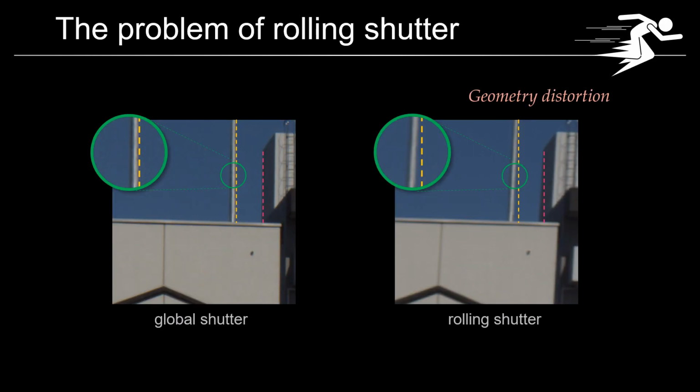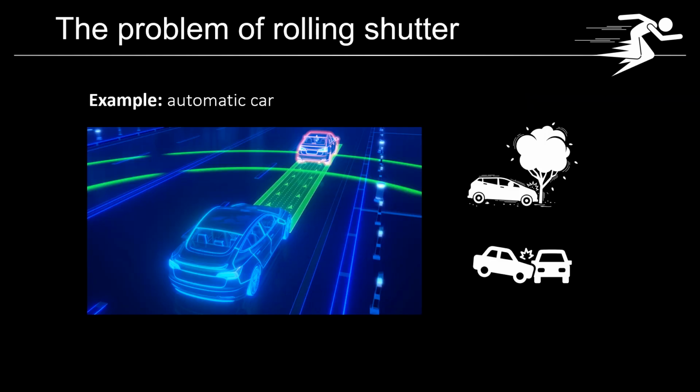Unfortunately, RS sensors bring distortions when scenes or cameras undergo motion. The faster the movement, the larger the distortion. The RS distortion obstructs vision systems equipped with RS sensors from precision-sensitive applications, such as automatic car.